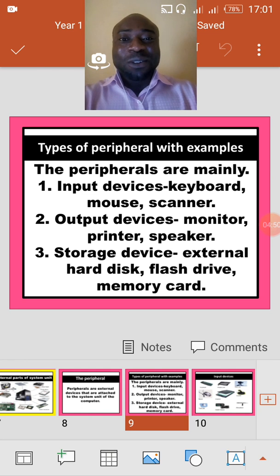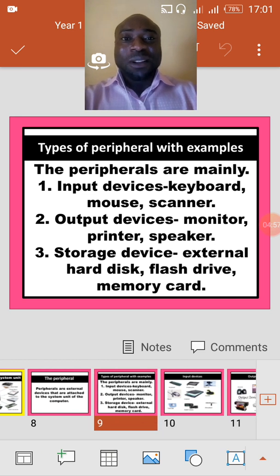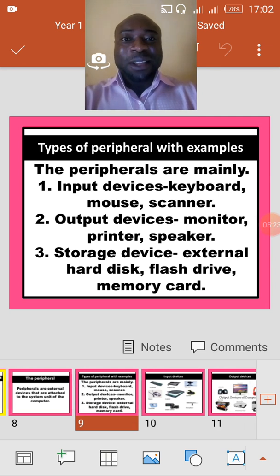There are 3 major types of peripherals, and we are going to look at the examples as we mention them. The first one, input devices. Input devices are the devices that we use to send data into the computer. And examples are keyboard, mouse, scanner. We have more than that, but these are the major common examples. So the keyboard, the mouse, and the scanner.